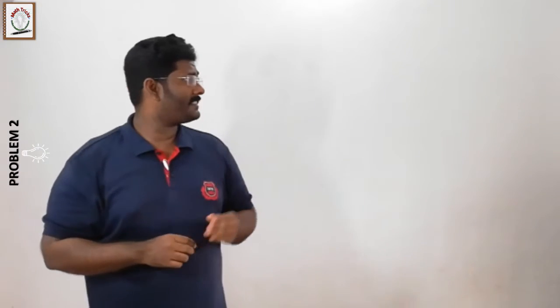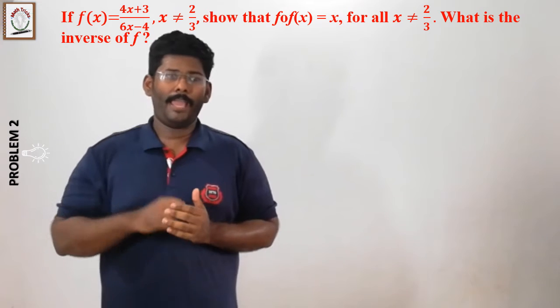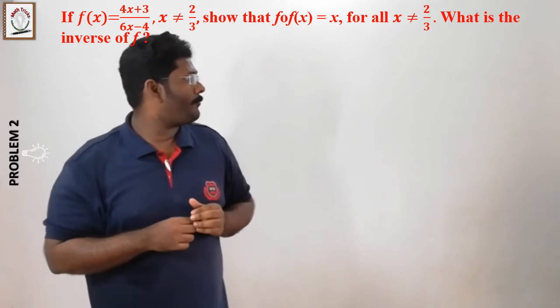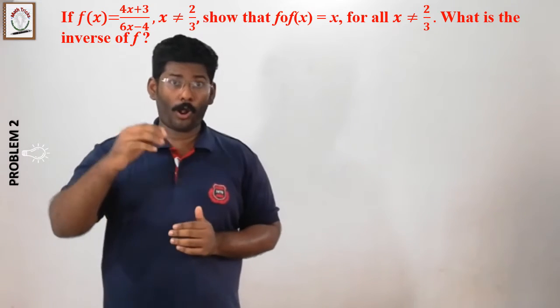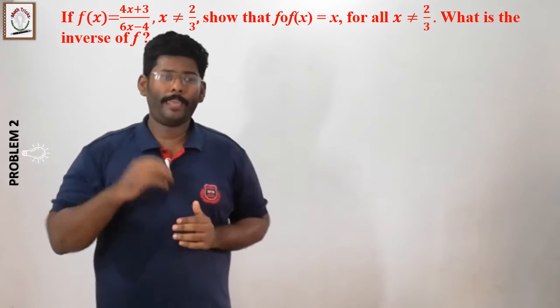We have to discuss one more problem. If f of x is equal to (4x plus 3) by (6x minus 4), x not equal to 2 by 3, show that f composite f of x is equal to x for all x not equal to 2 by 3. So what is the inverse of f?